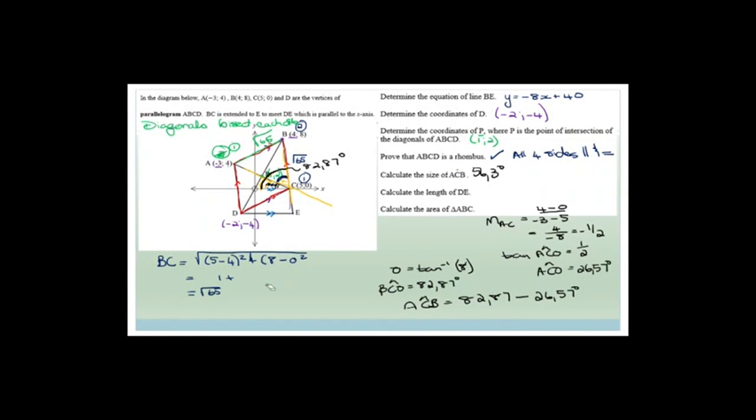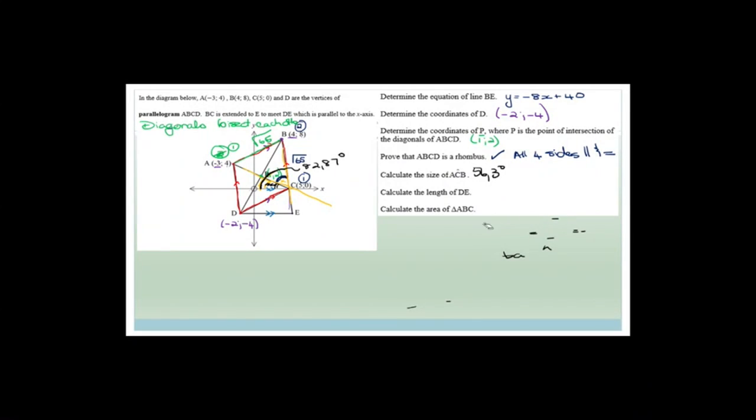The reason it's interesting is that if you look at this, you can see that DE is parallel to the x-axis, which means what? What is not going to change, the x value or the y value along that line? Do you agree that since it's parallel to the x-axis, the x values will change, but the y value is not? It's going to remain the same distance away from the x-axis. So therefore, the y value here is negative 4. But we don't know what the x value is.